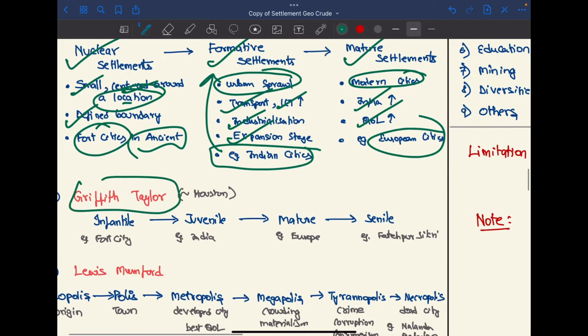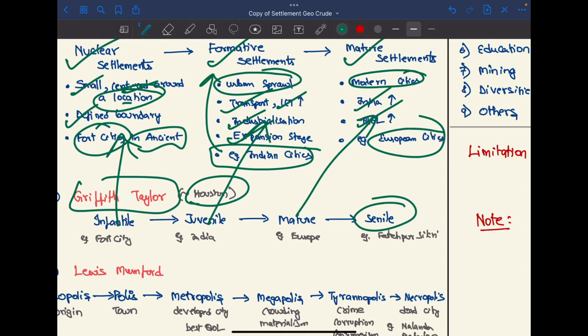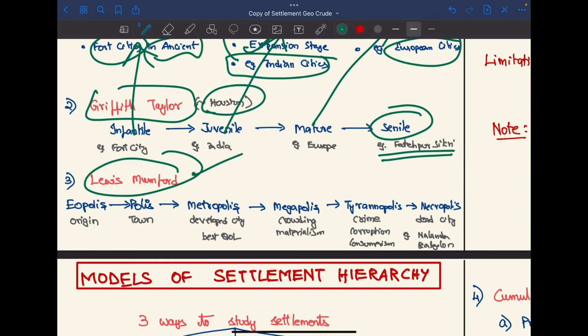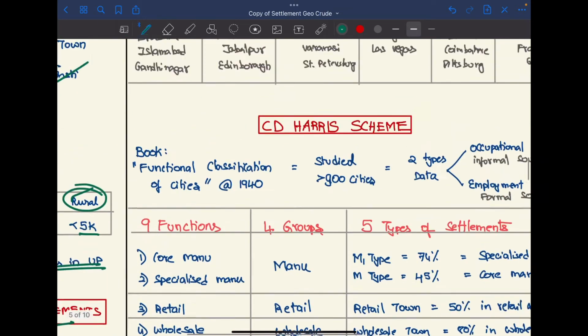Next, Griffith Taylor, he is very similar to Houston. Infantile is similar to nuclear, juvenile is similar to formative, and mature is similar to mature settlement. Extra, he gave senior settlement, an example of which is Fatehpur Sikri. Next, we have Lewis Mumford. We have already seen this. Eopolis, Polis, Metropolis, Megalopolis, Tyrannopolis, and Necropolis. This is dead city. Here will be crime, corruption. Here will be crowding and materialism. This has the best quality of life. This is original settlement. This is a small town.